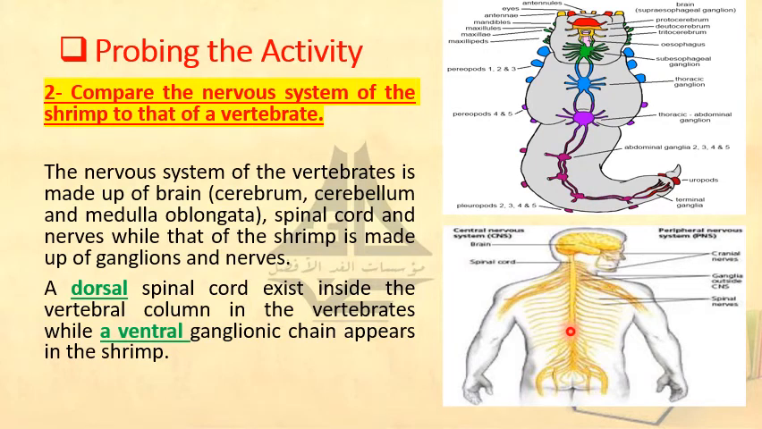Look at the nervous system in the vertebrates. Where is it found? On the back side or on the front side? Your nervous system, where is it found? It is found on the back side, so dorsally. So a dorsal spinal cord exists inside the vertebral column in vertebrates, such as a human. On our back side it is found, while a ventral ganglionic chain appears in the shrimp. In the invertebrates, it is not found on the back side. It is found on the front side, or internally.